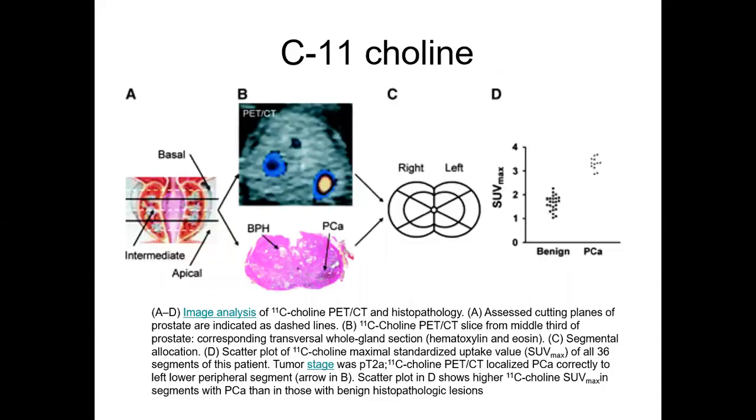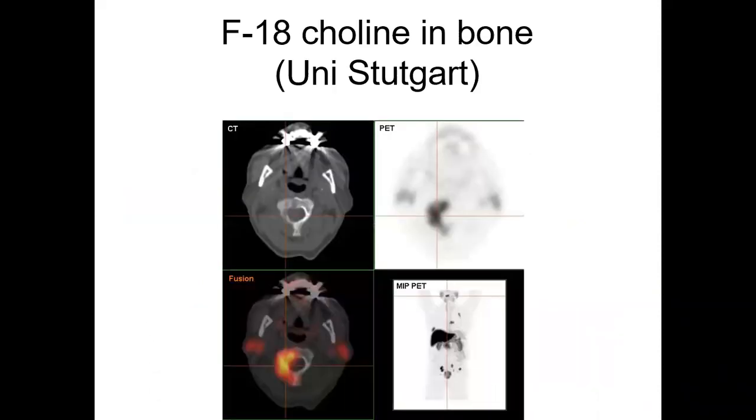So this is an image of C11 choline. And this is quite an interesting image because you have different diseases on either side of the prostate. So you have low grade uptake in benign hyperplasia and more intense uptake on the left side in the site of prostate cancer. And you can pretty much divide the two. So if the SUV is above 2.5 at 20 minutes post-injection, then almost certainly it is a primary prostate cancer.